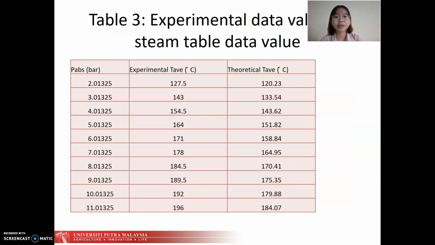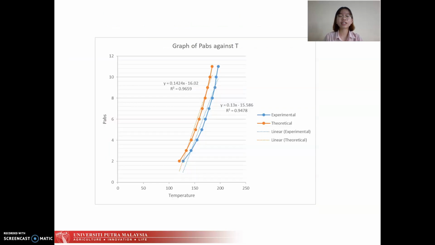So table 3 will be the experiment data versus the steam table data value. So this is the graph that we plot using the Excel. The first graph will be the graph of absolute pressure against temperature, and we use the experimental data together with the theoretical value. The theoretical will be obtained using the steam table.